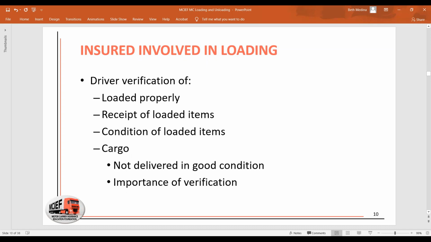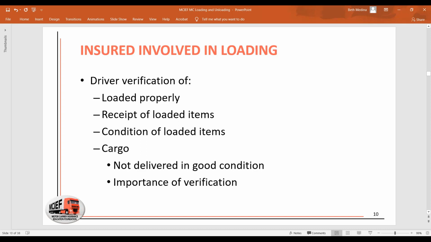Now let's talk about the insured being involved in loading. This is where the driver can actually do verification. They're seeing it being loaded, to make sure it's loaded properly. They sign a receipt for the loaded items, and they also note the condition of the loaded items. Cargo, if not delivered in good condition, makes that verification important.